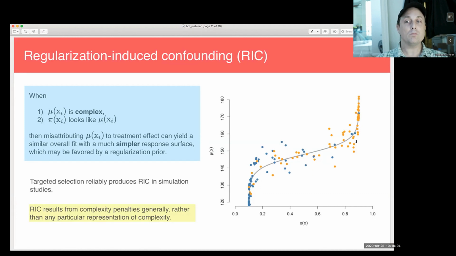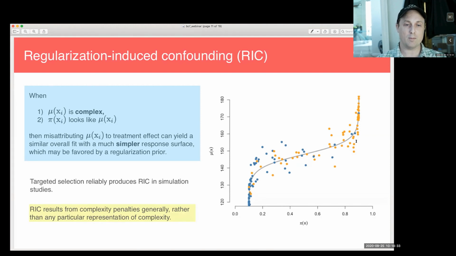If mu as a function of x is complex, however we want to define that, it could mean that it has lots of wiggles, it could mean that it uses lots of variables, however you're parameterizing complexity. If mu is complex, under targeted selection, pi and mu are going to look alike in the sense of this picture. They're going to be nearly monotonically related. And what that means is that misattributing mu to the treatment effect can yield a pretty good function fit.